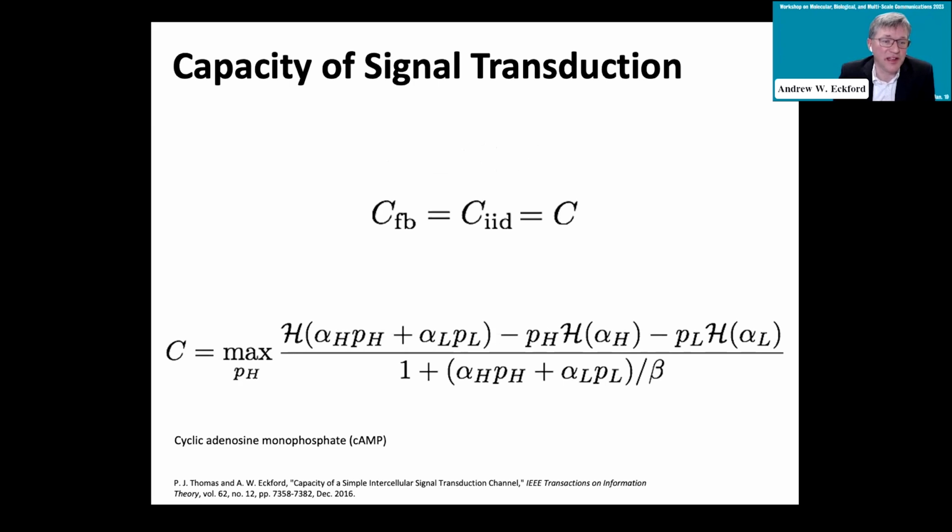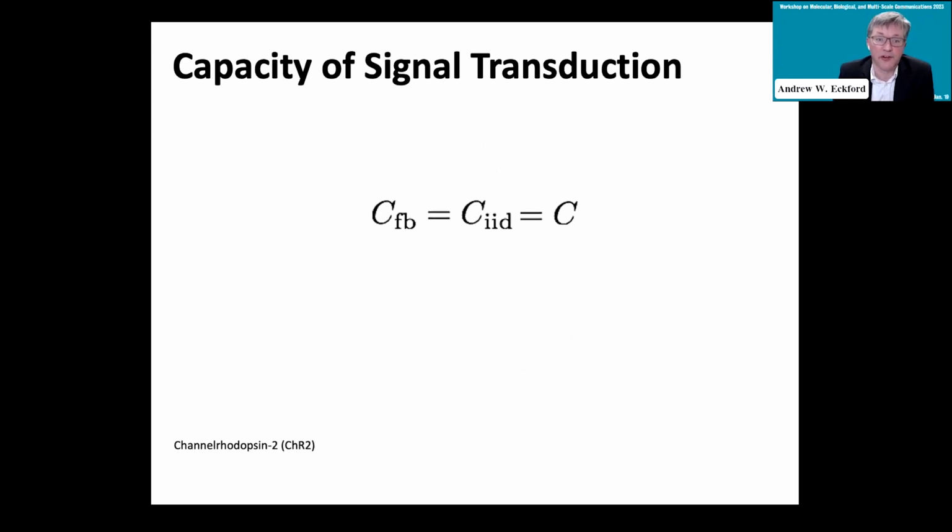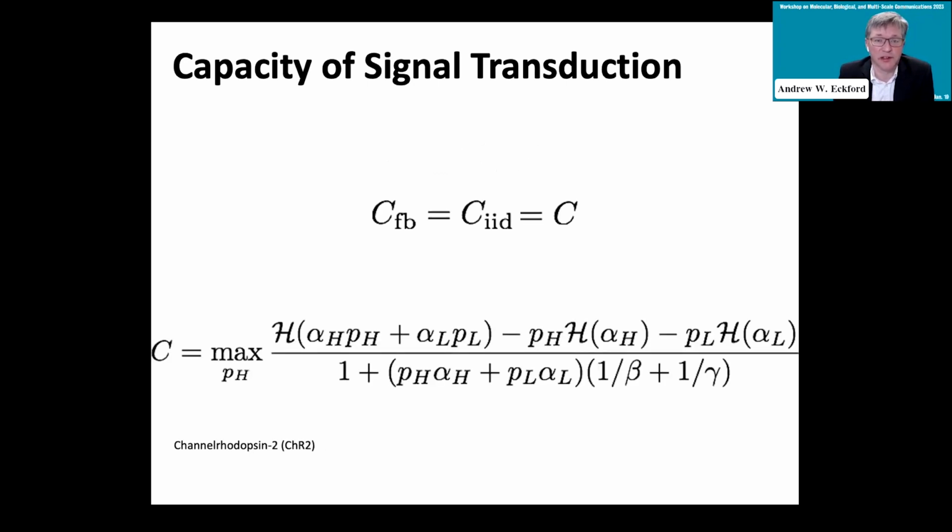In fact, what this means is that you can write down the capacity of signal transduction for CAMP in almost closed form. Here it is. It's also found in the paper that we wrote. The reference is at the bottom. And for channelrhodopsin, it's something quite similar. Basically, the numerator there is the information transduced, given that you know that it's in the sensitive state, and the denominator is the probability of being in the sensitive state. So it's quite simple.